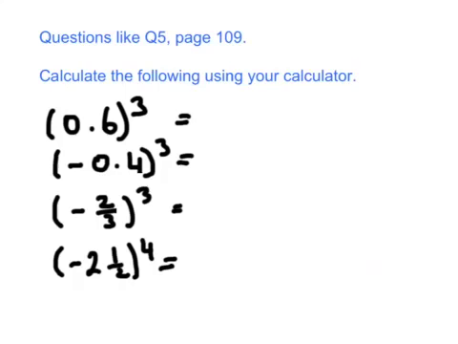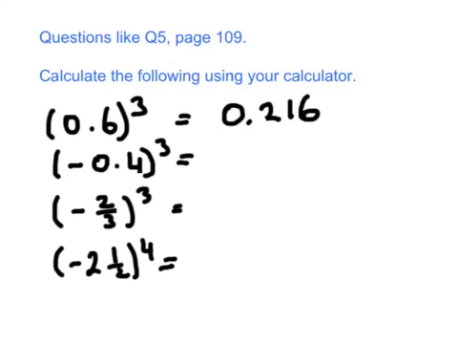And when you do that, you're going to find your answer is 0.216. So make sure you can get that answer on your calculator. The brighter boys will notice that 6 times 6 times 6 is 216, but I'm timesing 0.6 by 0.6 by 0.6, so there's 3 decimal places in my question, and so there should be 3 in my answer. Don't worry about that if you don't get it, but it can be handy to know.